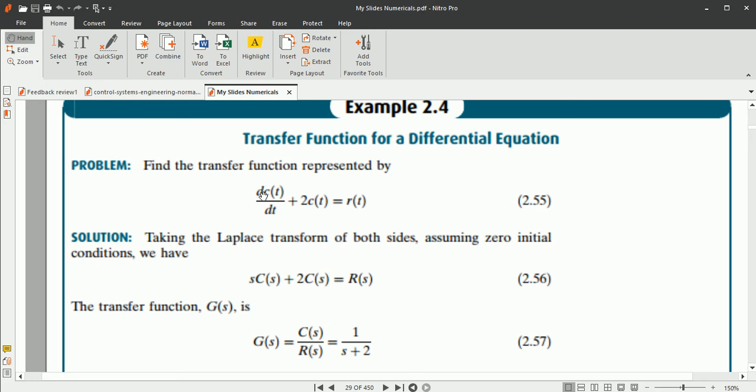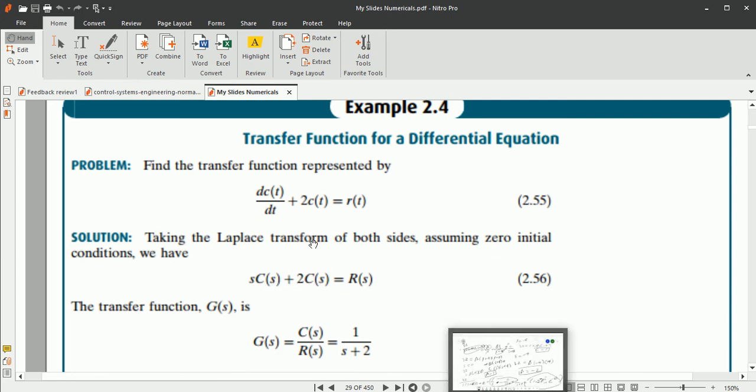So you will take the Laplace of dc/dt, it will be s into C of s. And here it will be 2 into C of s, and R of t becomes R of s. Now take C common, you will get s plus 2.